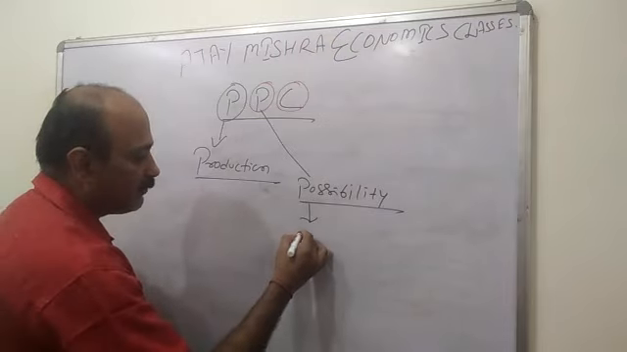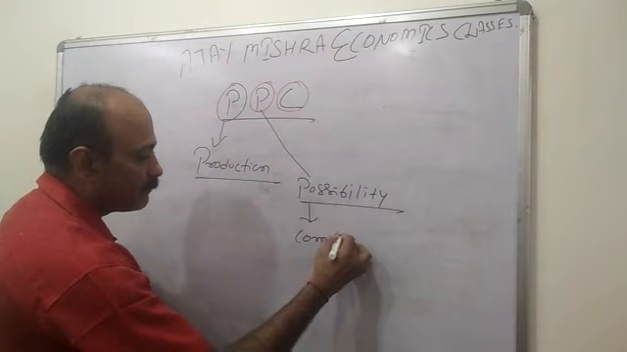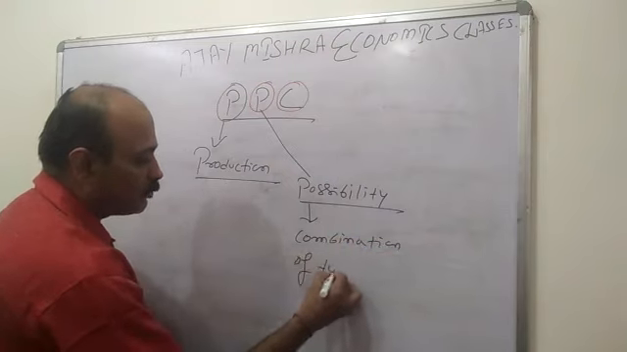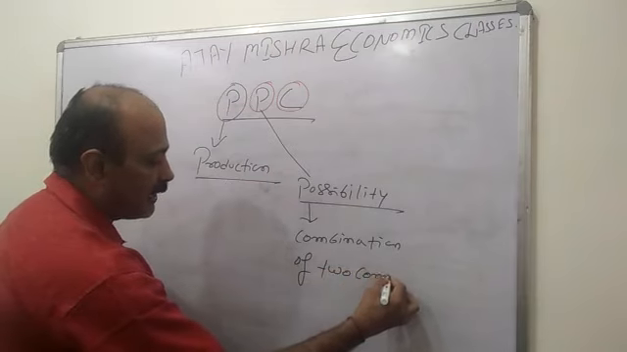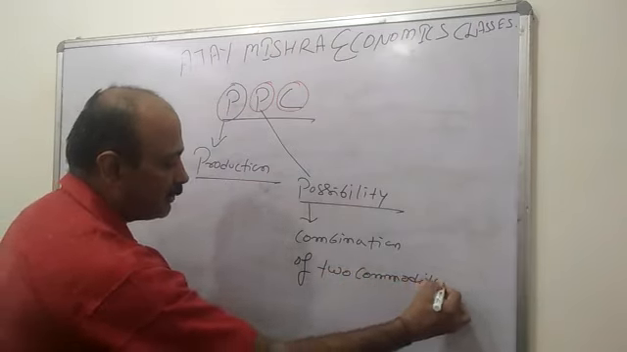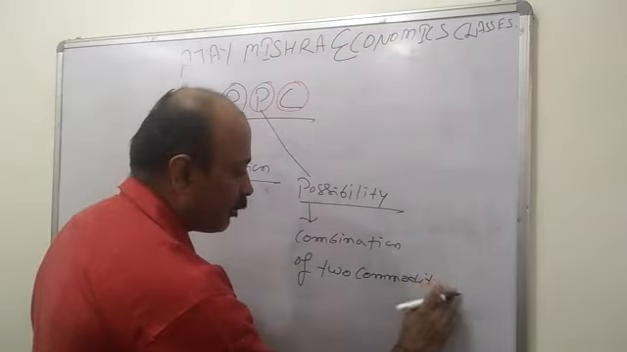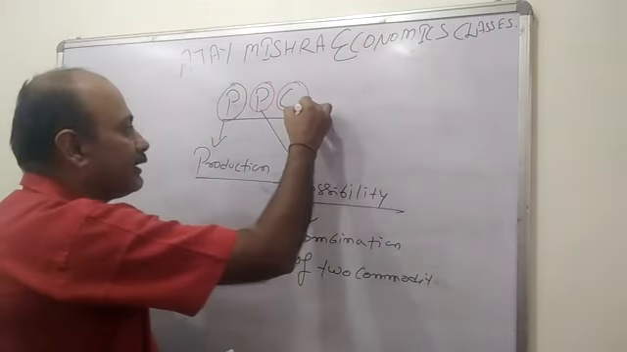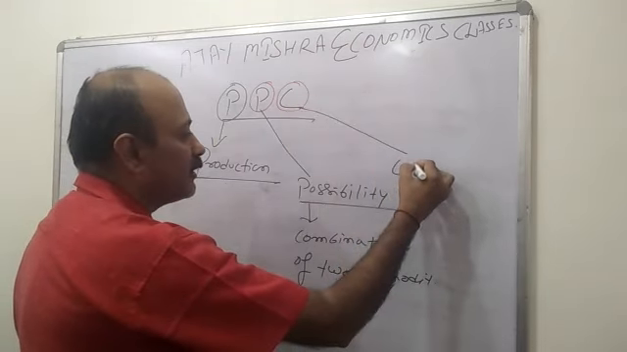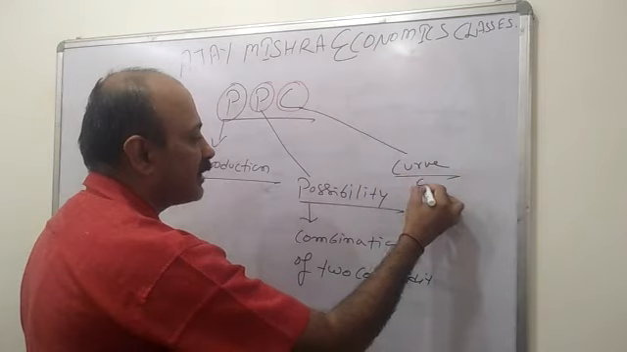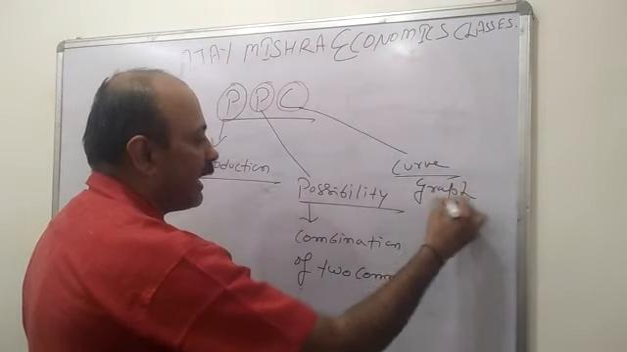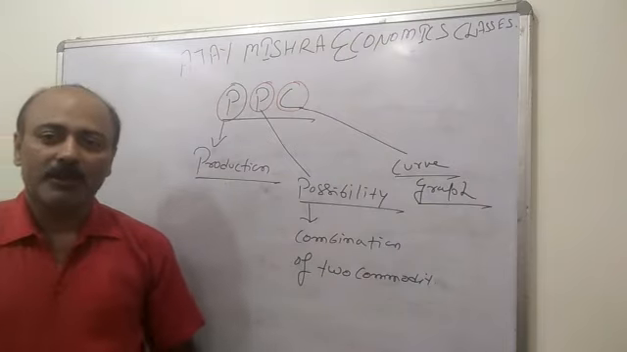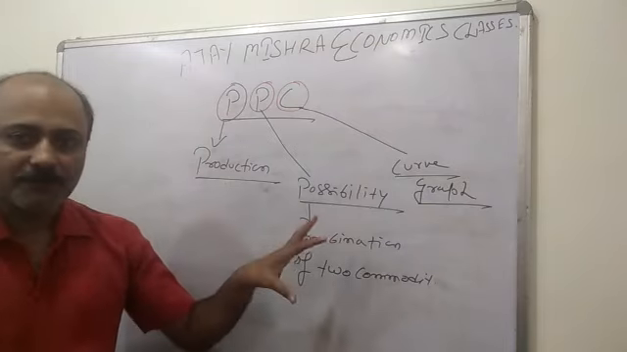So the possibility of combination of 2 commodities. We take 2 commodities only. We don't take n number of commodities. And the C stands for curve. Curve means graph. It means we like to present our concept, our thinking model, on a particular graph.